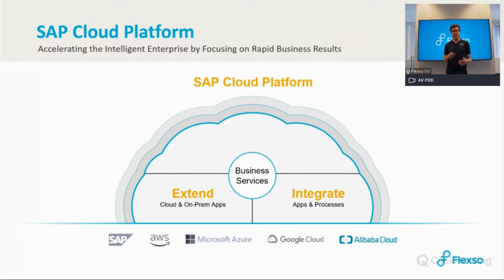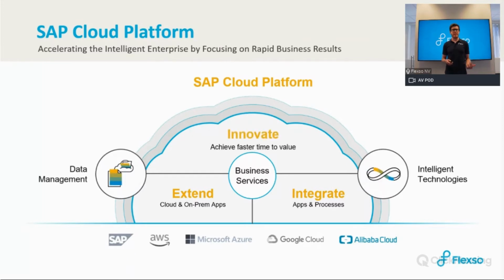So integrate, where we integrate the applications, both cloud and on-prem, to ensure that your business processes work seamlessly and securely. And extend, we want to extend our enterprise applications and quickly add new functionality to meet the needs of the business. But not only do we extend and integrate, we also innovate. So the cloud platform helps you quickly build innovative applications by adding cutting-edge technologies like machine learning, etc., in your application.